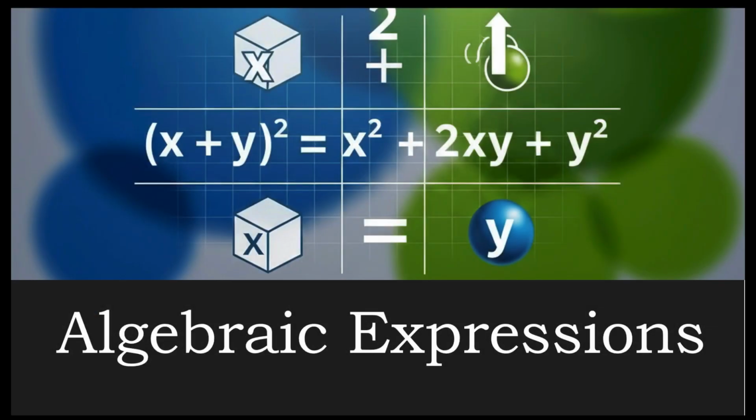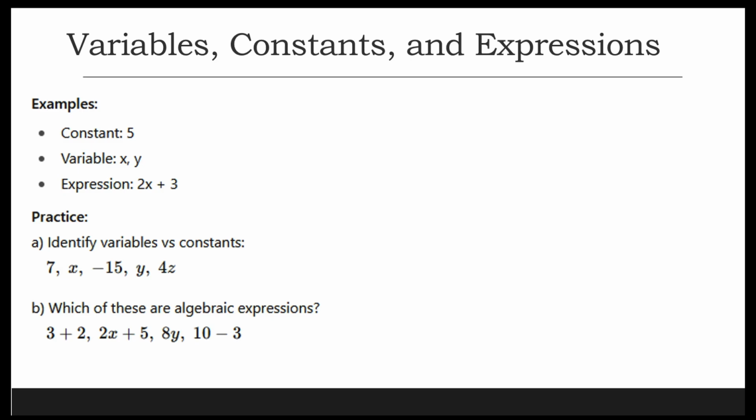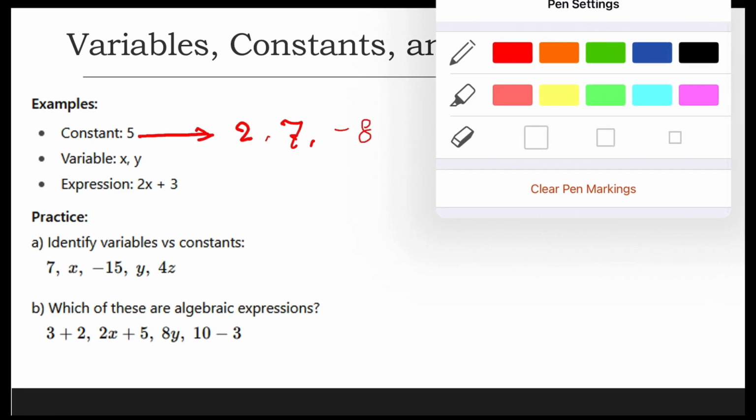So today we are going to talk about algebraic expression. What is an algebraic expression? To understand that, first we have to understand variable, constant, and then we will move to expression. So constant, as we know, is any number. So like 5, it is a constant because it is a number. 2, 7, -8, all of these are constants.